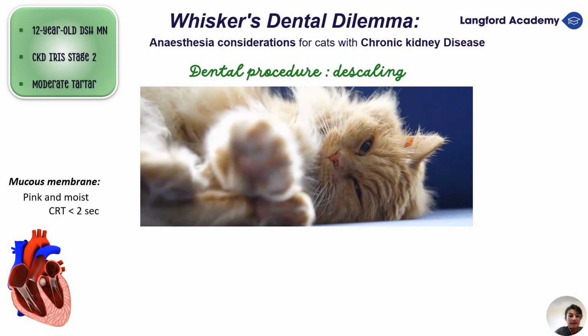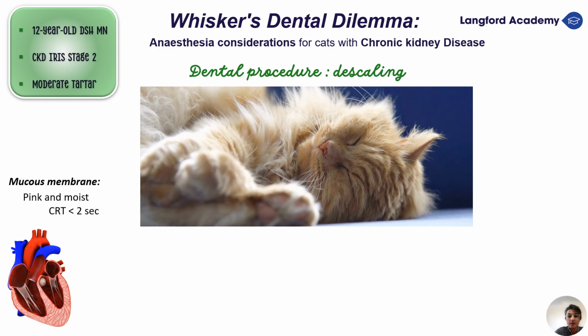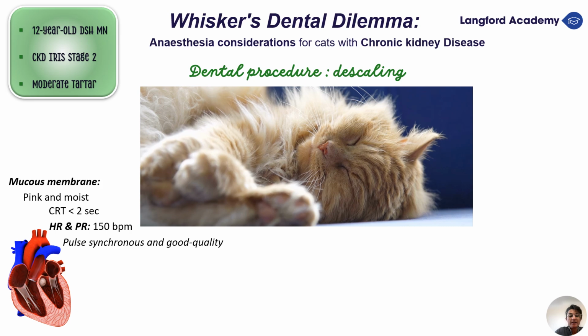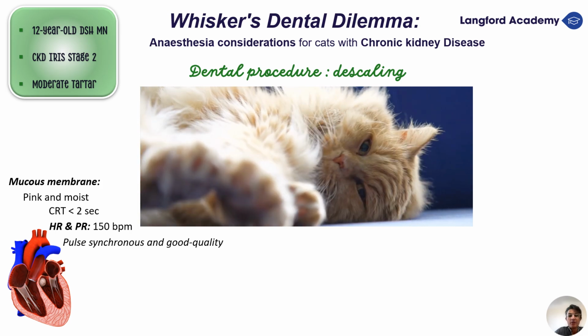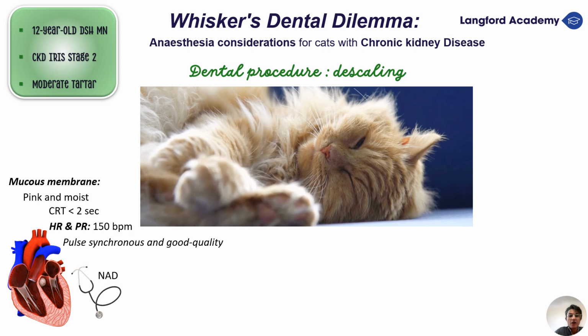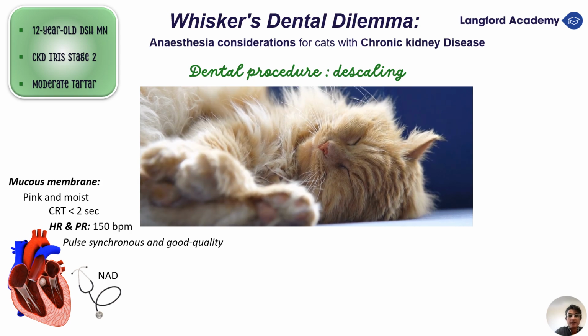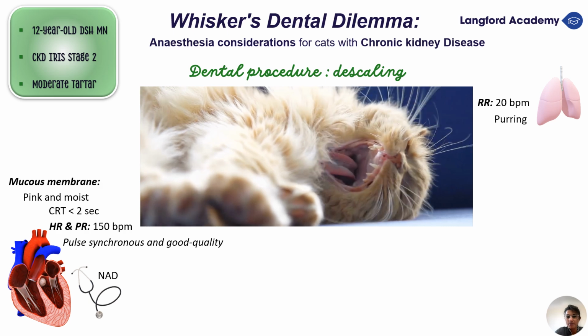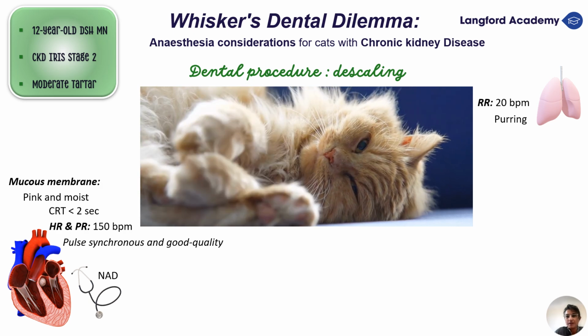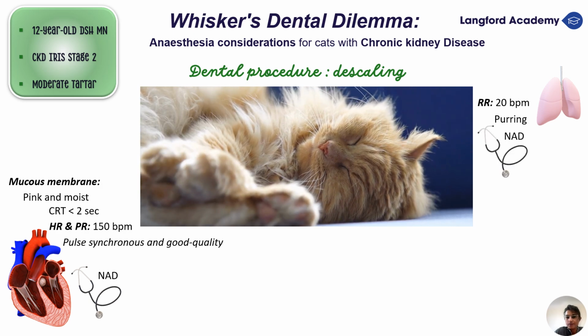So in the clinical exam, mucous membranes are pink and moist, CRT is less than 2. Heart rate and pulse rate are synchronous and good quality and about 150. On the heart auscultation, there is nothing to find. On the lung auscultation, it's a bit hard because he's purring, he's a happy cat, but the respiratory rate is 20 and there's nothing to add.